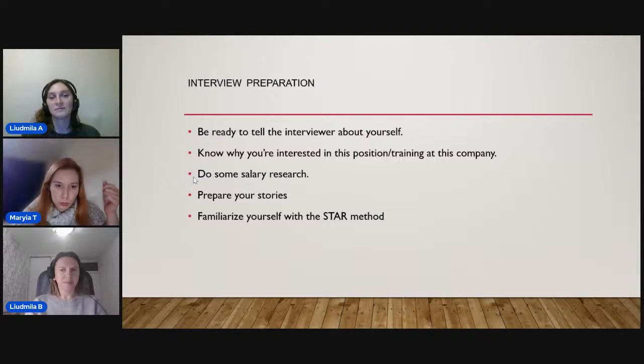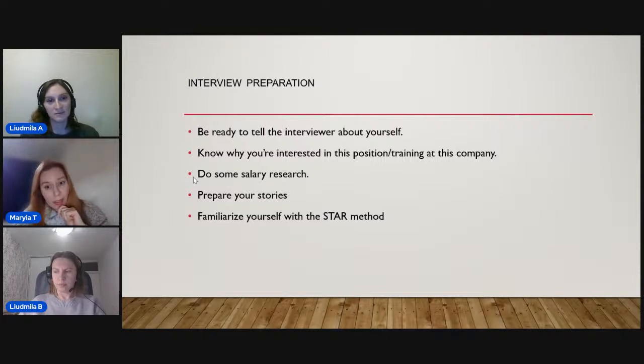Then you need to know why you are interested in a position, in an education program, in a company, because all questions about it are questions of motivation. We try to check your motivation. Are you highly motivated to be here, to start this program, and so on. Also, if we speak about a position, do some salary research. Even if you will have no conversation about money, you might be asked about your salary expectations. So do a little salary research just to understand what to answer.